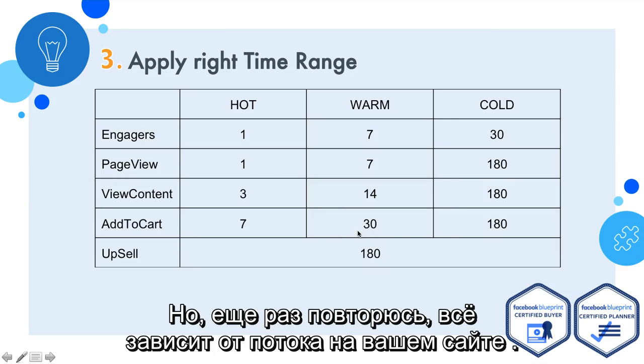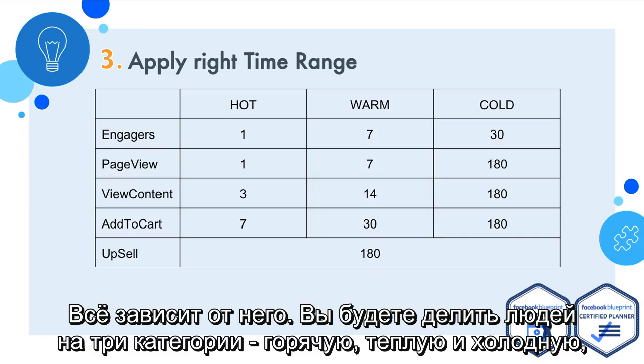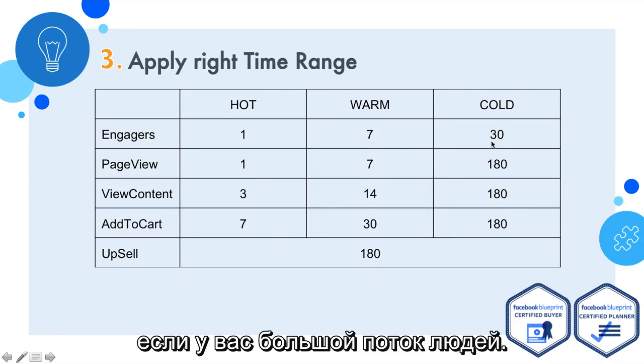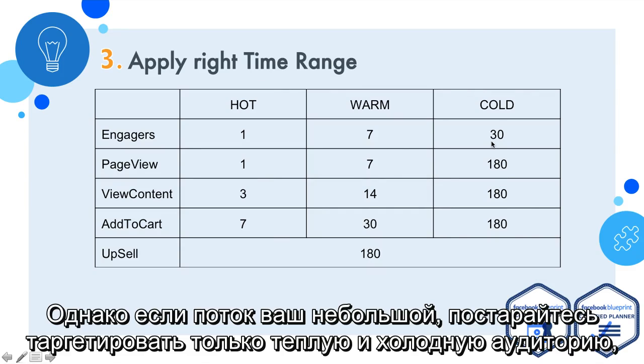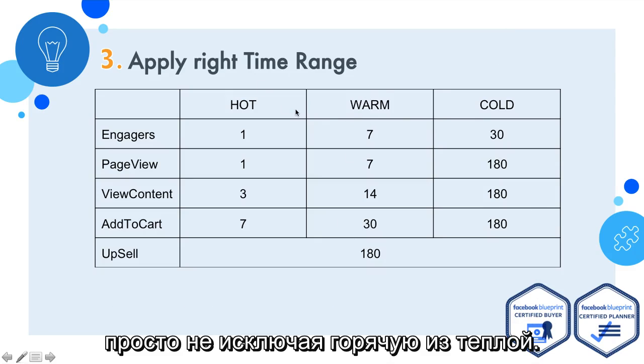But that's really up to the volume that you actually have on your website, and depending on that, you would either separate them into 3 categories, so hot, warm, cold, if you have high volume. And if you have low volume, try to target only warm ones and cold ones, and from the warm ones do not exclude the hot ones.